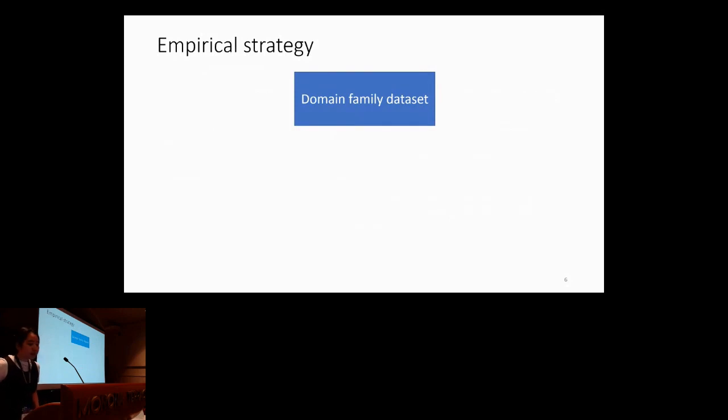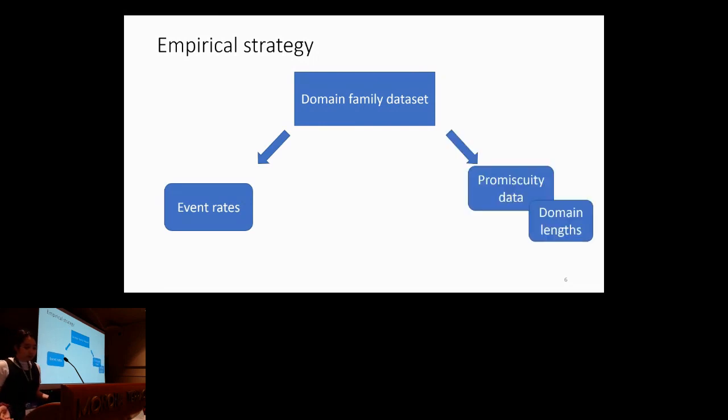So how did we go about investigating those hypotheses? Given a set of domain architectures and a species tree, we can infer the domain family event rates, and we can also obtain promiscuity values and domain lengths for those domain families. Then we can compare domain event rates with domain promiscuity to investigate the relationship between mobility and promiscuity.